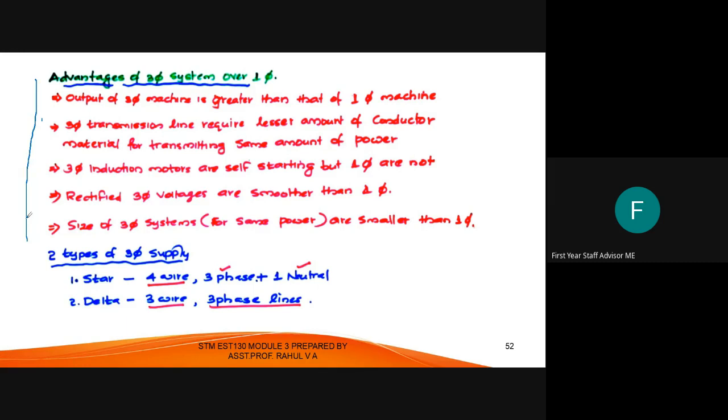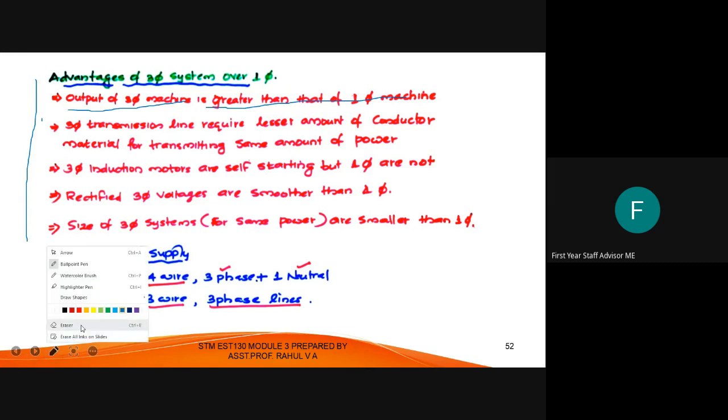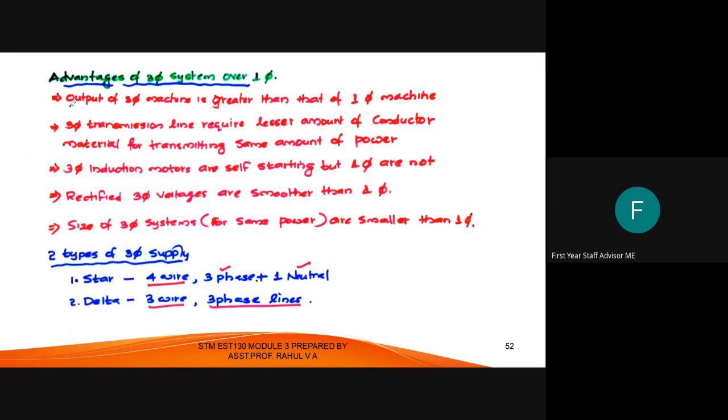Okay, now about the advantages of the three-phase system over the single-phase system. The first one is that the output of a three-phase machine is greater than that of a single-phase machine. That is, the power delivered by a three-phase machine is greater than that of a single-phase machine. Then, three-phase transmission lines require a lesser amount of conductor material for transmitting the same amount of power.